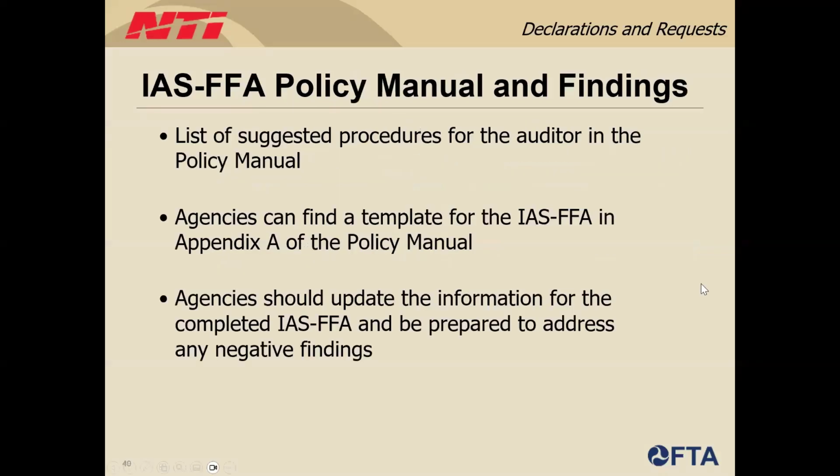In the policy manual, agencies can find all of the information we have previously talked about for the IAS FFA. In addition to that information, agencies can find a list of suggested procedures that auditors may choose to follow. Similar to the IAS FD, there is a template in the policy manual agencies can provide to the auditor, but it is not required that the auditor use this template.